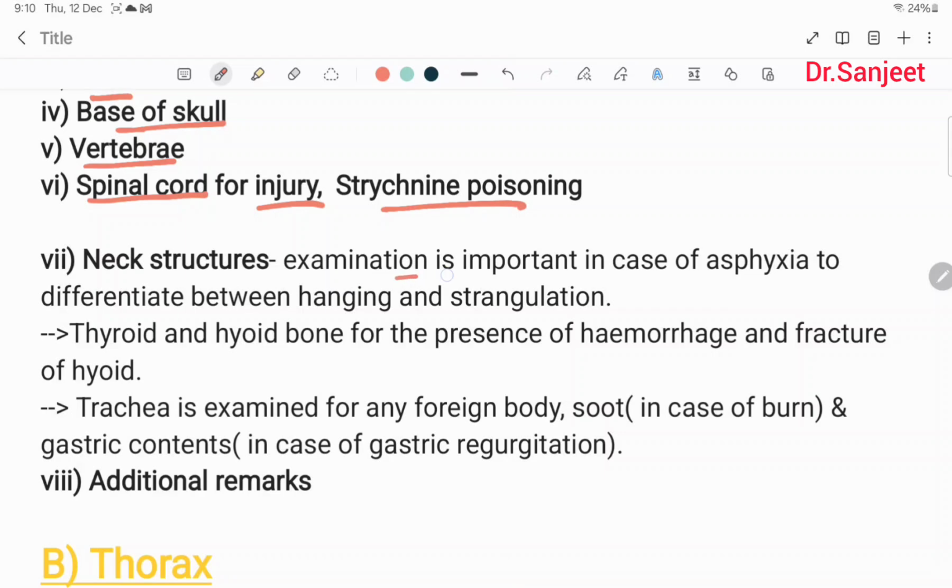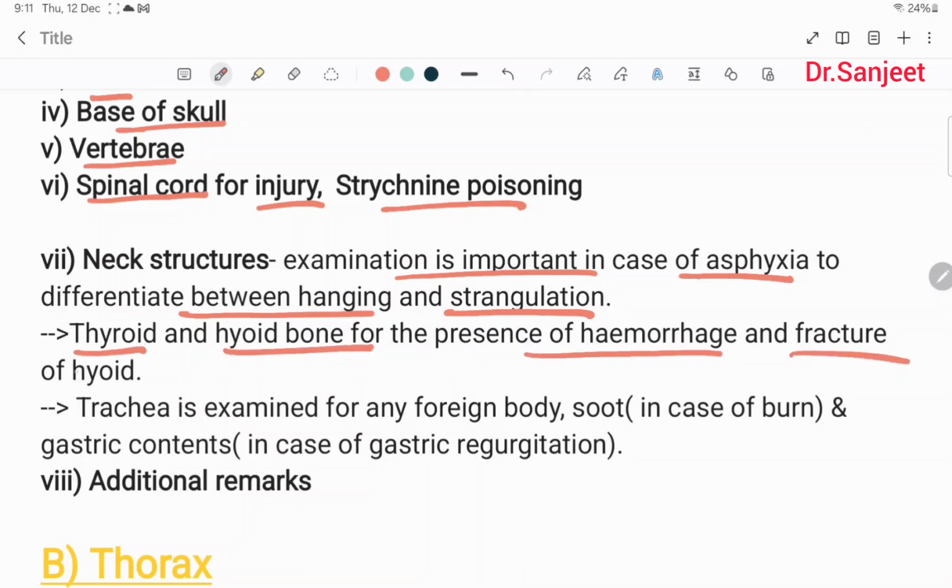Neck structure examination is important in case of asphyxia to differentiate between hanging and strangulation. Thyroid and hyoid bone for the presence of any hemorrhage or fracture of hyoid. Trachea is examined for any foreign body, soot particles in case of burn and gastric content in case of gastric regurgitation. Then additional marks.